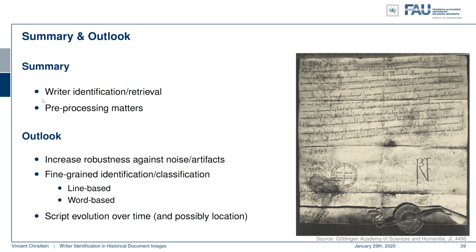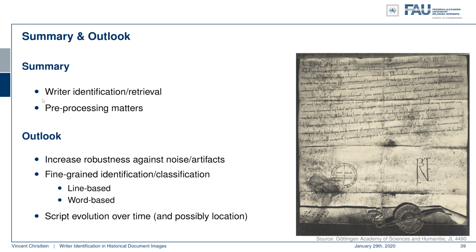Okay, so as a conclusion, I showed you the pipeline of writer identification and retrieval. Pre-processing matters. We saw that the way I chose to do binarization heavily improves the results. Which makes sense, because in contemporary data, our algorithms work really nicely since we can separate foreground and background so well. In contrast, with historical data, we have many more problems.